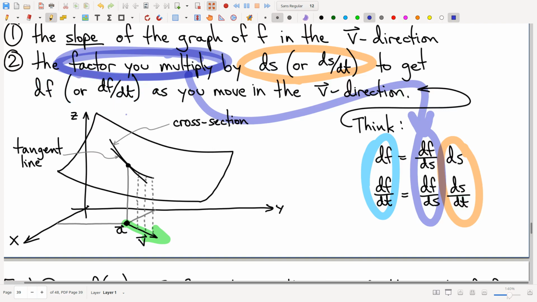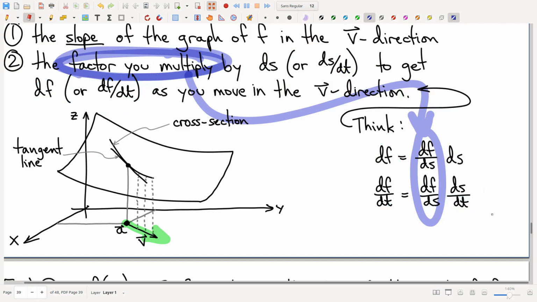DFDS says, let me clean up the picture here. DFDS says the rate of change of your function with respect to distance traveled. Not to be confused with rate of change of the function with respect to time. Right? Change per unit time is one thing. This is change per unit distance. Okay. Everybody on board? Everybody with me?